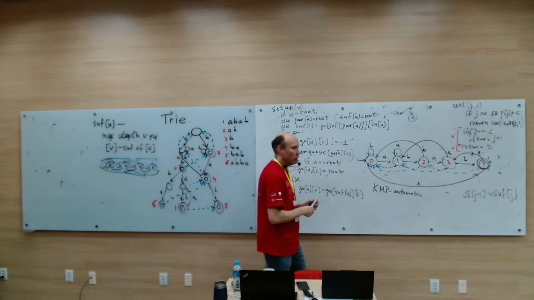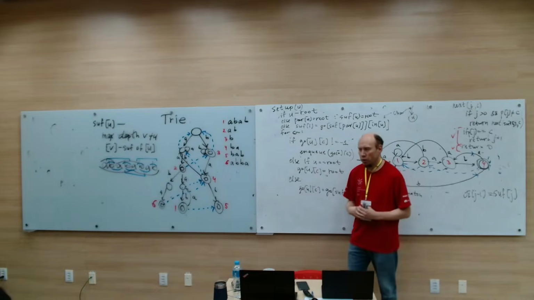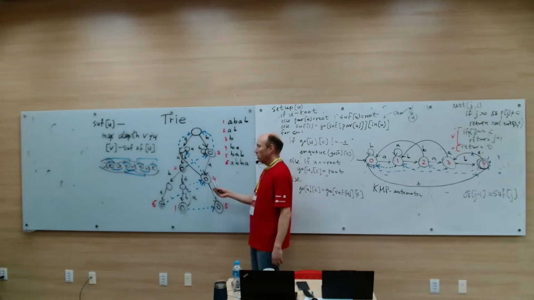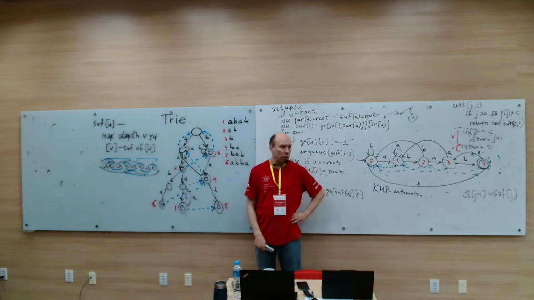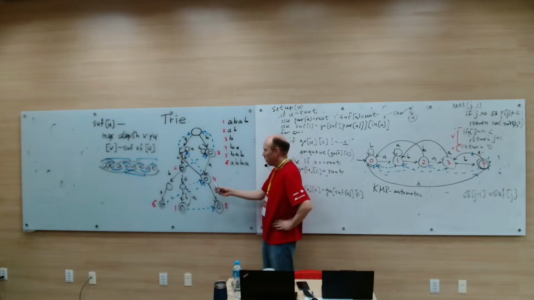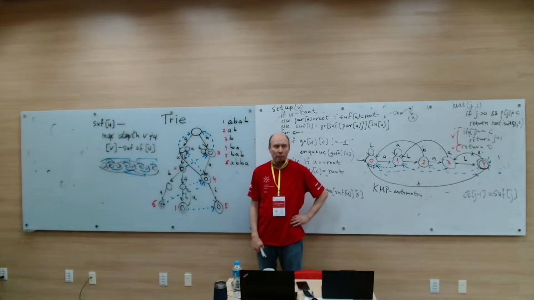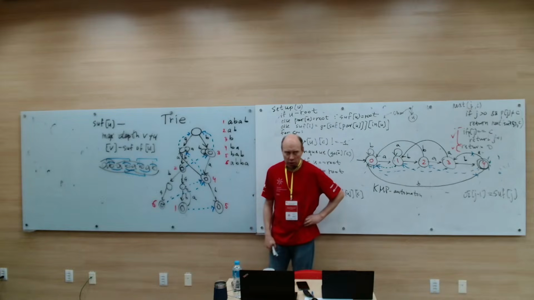The truth is that when we come into some vertex, we have found not only the occurrence that corresponds to this vertex, but also to all suffixes of this vertex. Where are all these suffixes? How can we find them?